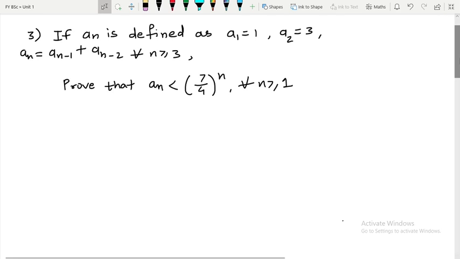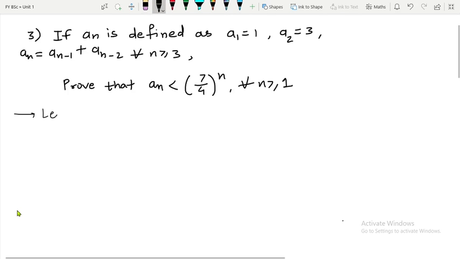Yes, so let us go for this example then. We have to prove that an is less than 7 upon 4 raised to n, and this expression is given to us. The values of a1 and a2 are also given. So let us start.